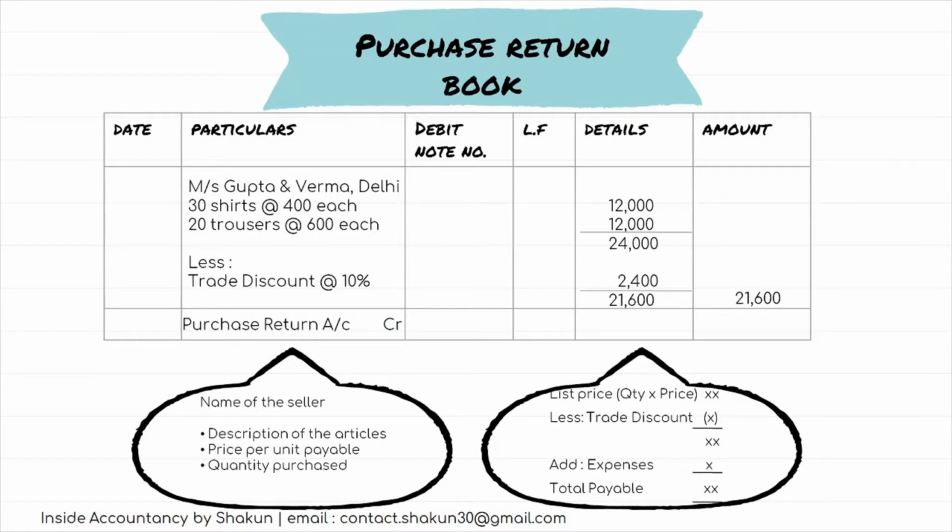Now, after mentioning all the transactions in the purchase return book, we find out the total of the amount column. In this case, I've taken just one transaction, so my total would also be 21,600. And here, if you notice, I have written purchase return account CR. Why CR? Because purchase return always has a credit balance. So purchase return has a credit balance of 21,600 as per purchase return book.